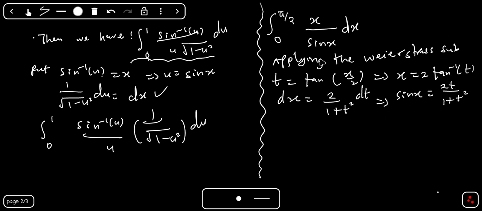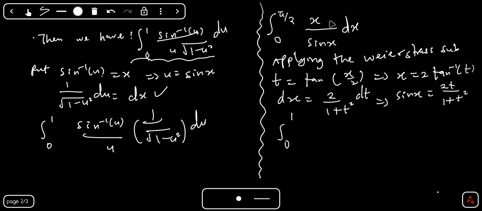Now, the limits are going to change since we are making a substitution here. When x is pi over 2, we are going to have pi over 4, and tan pi over 4 gives us 1. Then when x is 0, we have tan 0, and tan 0 is also 0. So therefore, we are going to have the integral from 0 to 1.